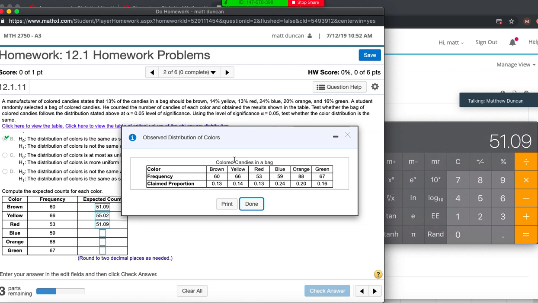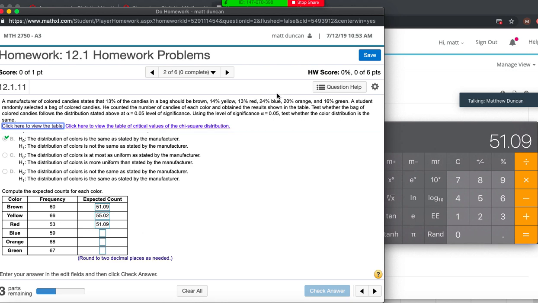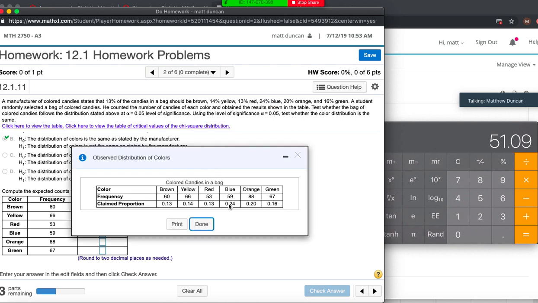But you multiply it by the claimed proportion. Right, yeah. I'm just using the numbers from up here as opposed to using the table. I mean, it's the same numbers. Theirs is way more organized. I'm just looking, okay, blue is supposed to be 24% blue, right? Which is what's going to be there, 24.